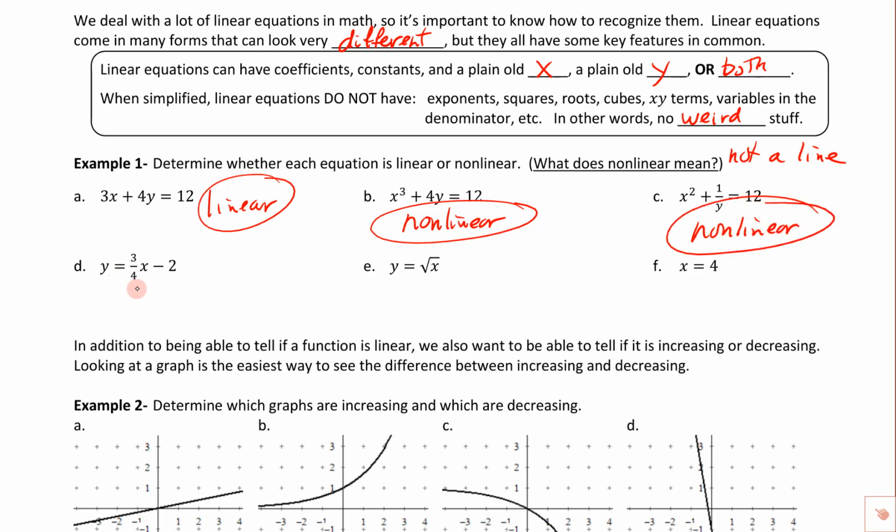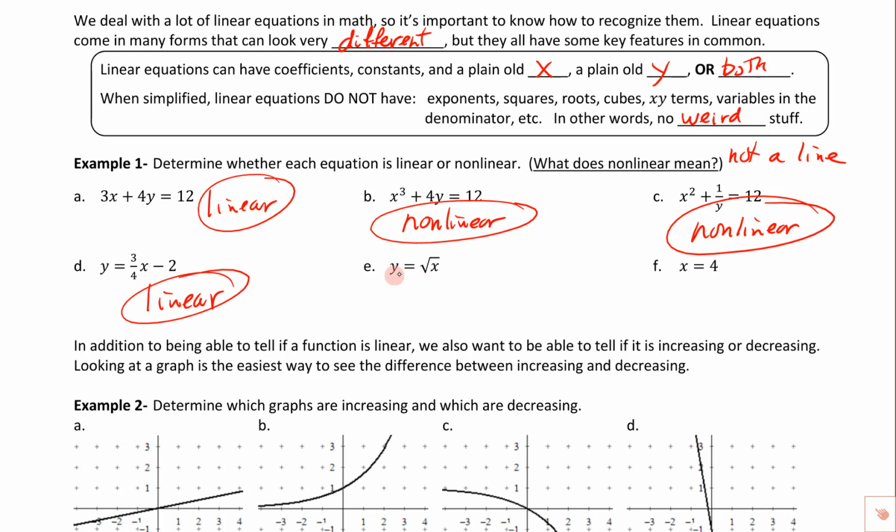All right, take a look at this one right here. Plain old y, coefficient in front would be a 1. This is an x with a coefficient here. We do have a fraction on this one, but you'll notice there's no variable in the denominator. So fraction coefficients are totally okay, as is this constant. So that one would be linear.